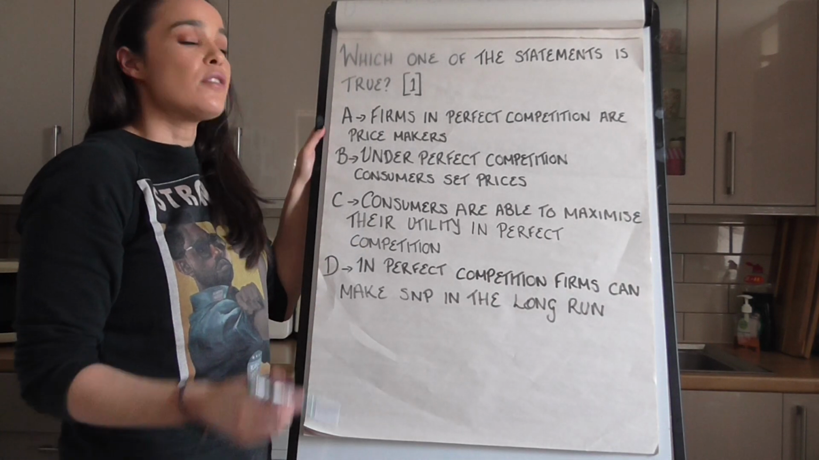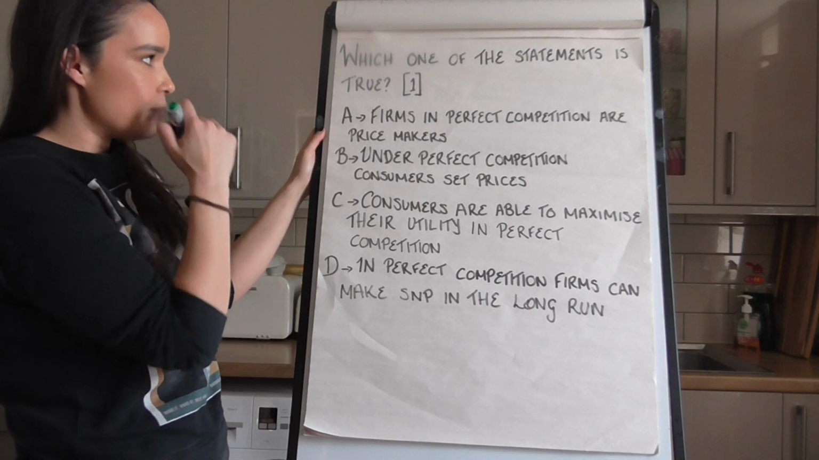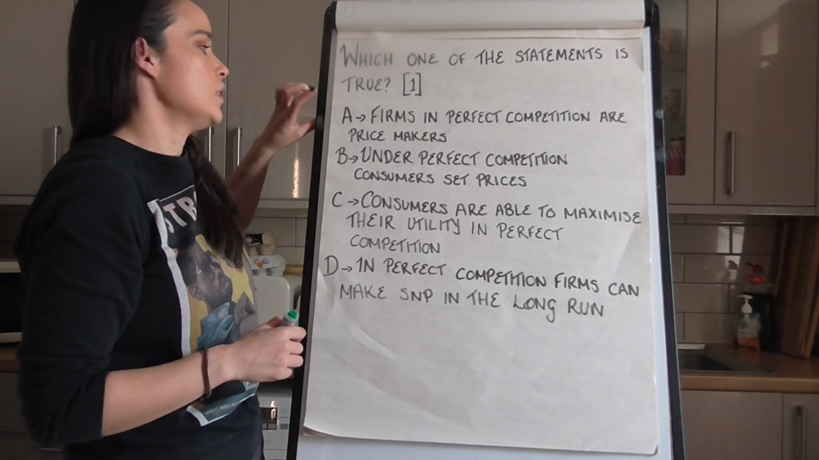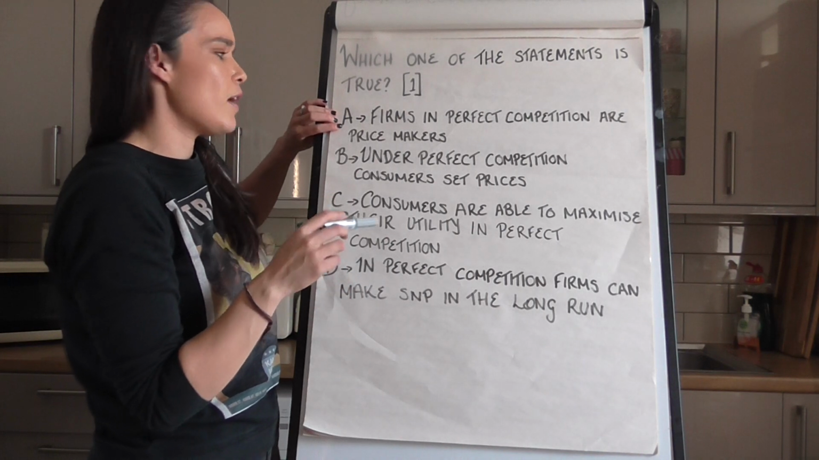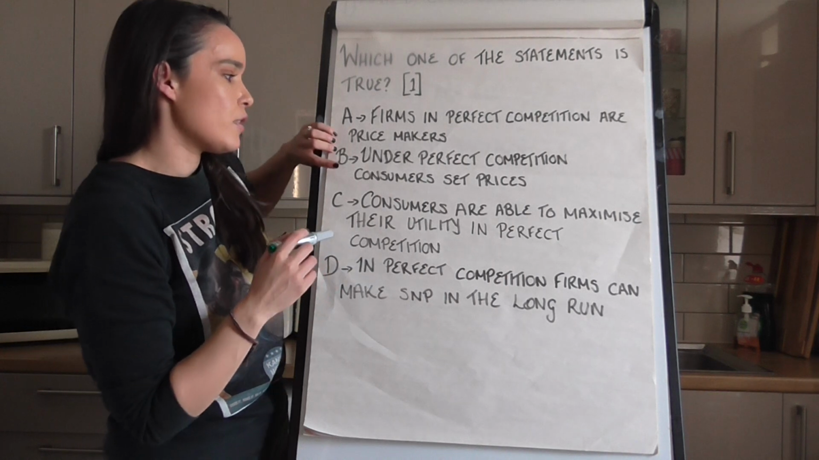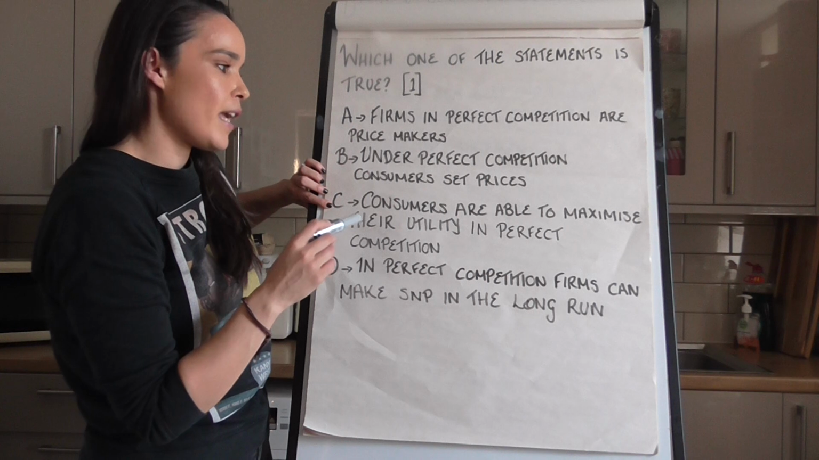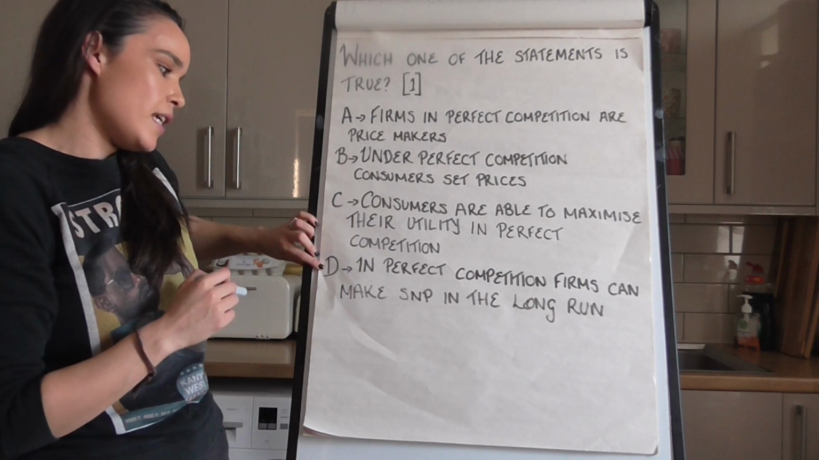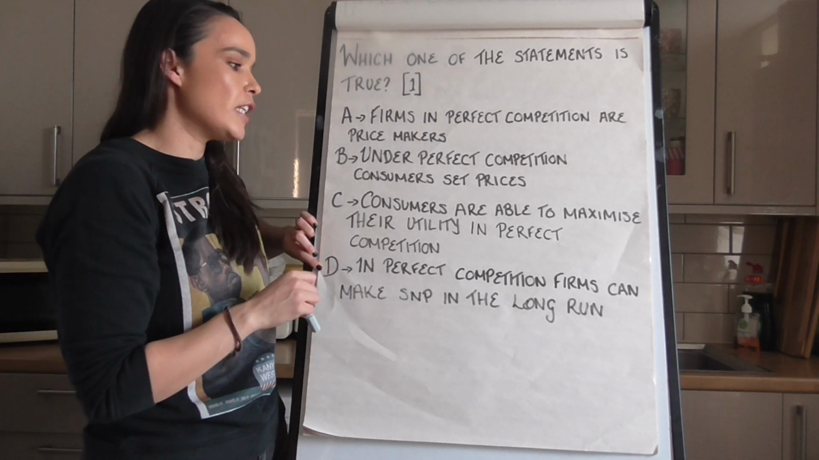Once again, read it through, pause it. If you can't read it, I'll read it for you now if you can't see it properly. It says, which one of these statements is true? A, firms in a perfectly competitive market are price makers. B, under perfect competition, consumers set prices. C, consumers are able to maximize their utility in perfect competition. Or D, in perfect competition, firms can make supernormal profit in the long run.